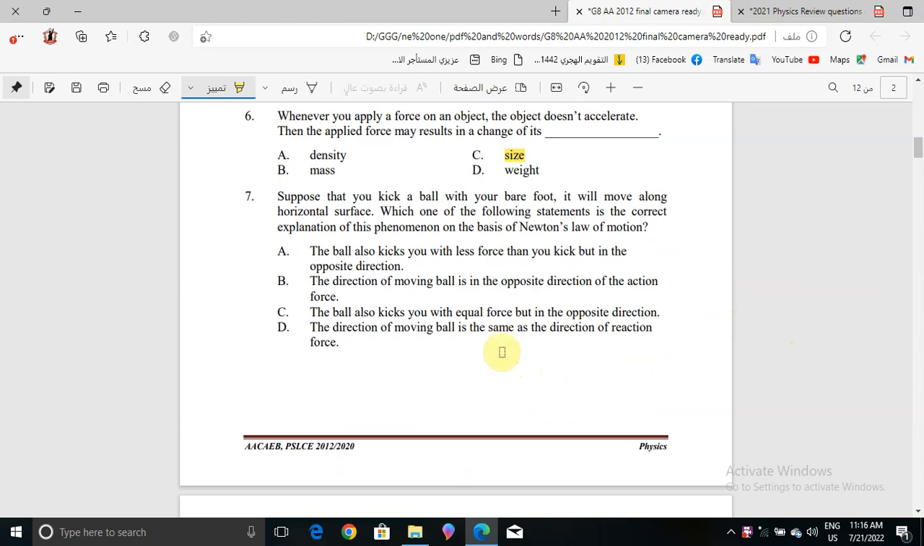Okay, now in question number 7, suppose that you kick a ball with your bare foot. It will move along a horizontal surface. Which one of the following statements is the correct explanation of this phenomenon on the basis of Newton's law of motion? The ball also kicks you with less force than you kick, but in the opposite direction. Or the direction of the moving ball is in the opposite direction of the action force. Or the ball also kicks you with equal force but in the opposite direction. Yes, C is the correct answer, that says the ball also kicks you with equal force but in the opposite direction. That means it's the third law of motion.